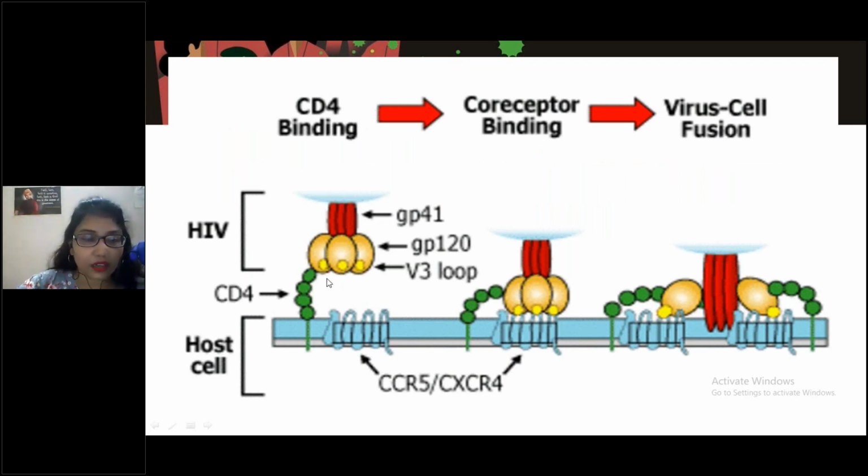So here you can see this is the receptor, and these are the co-receptors. Here you can see GP120 and GP41. The receptors and the co-receptors both bind, and after co-receptor binding it will help in the virus-cell fusion.